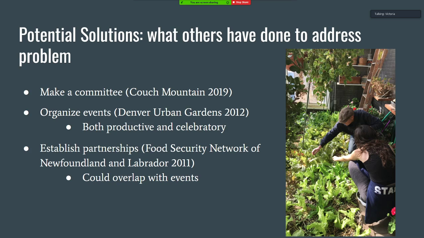In addition, having these partnerships, they could overlap with events. So an example of this could be a horticulture club could have an event where every first Saturday of April they spend all day at the Hamlet and plant a lot of seeds and get a ton done and just eat food and socialize, and it can be a really fun thing that they look forward to.